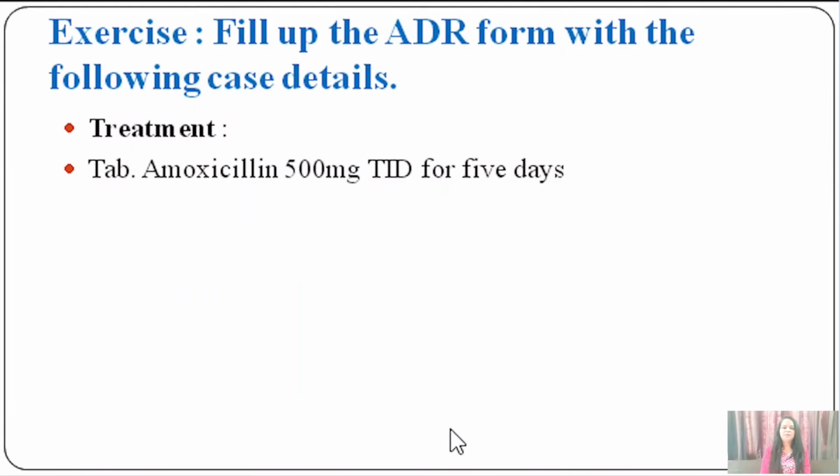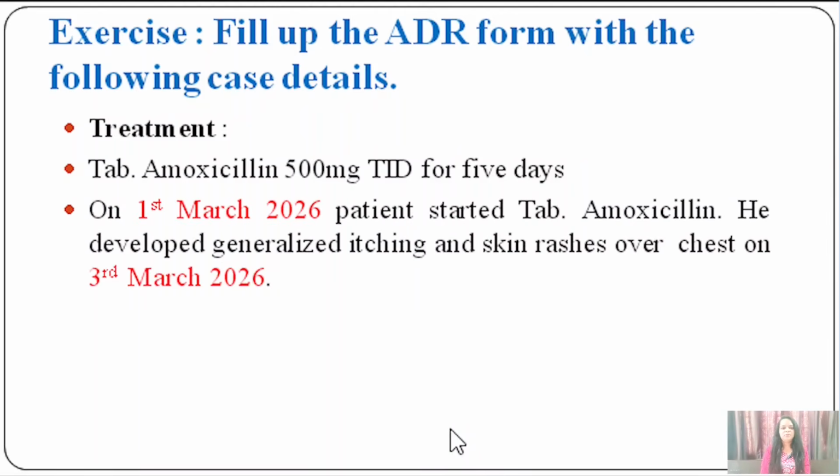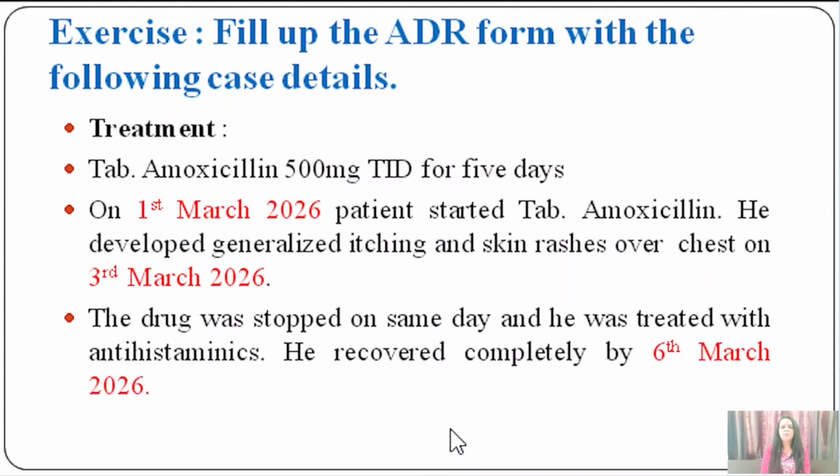This patient was treated with tablet amoxicillin 500 mg 3 times a day for 5 days. On 1st March 2026, the patient was started with this treatment. He developed generalized itching and skin rashes over the chest on 3rd March 2026. The drug was stopped on the same day and he was treated with antihistaminics. He recovered completely by 6th March 2026. And now I will show you how to fill up the ADR form for this patient's case details.